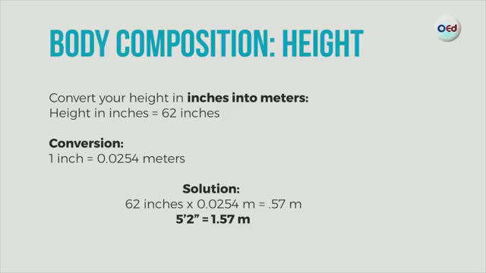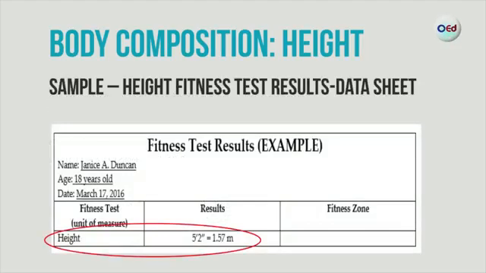This means that you simply multiply 0.0254 meters to 62 inches. The formula would now be 62 inches times 0.0254 meters, and your final answer will be 1.57 meters. What this means is that when you stand 5 feet 2 inches tall, your height in meters is equal to 1.57 meters.